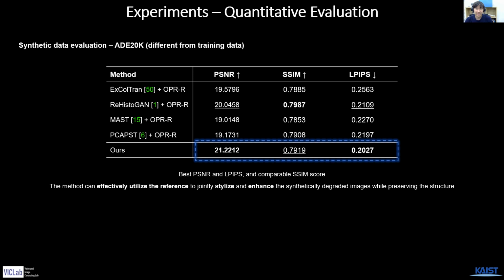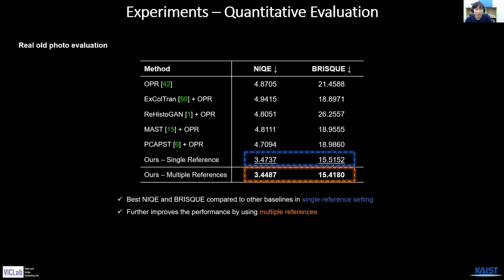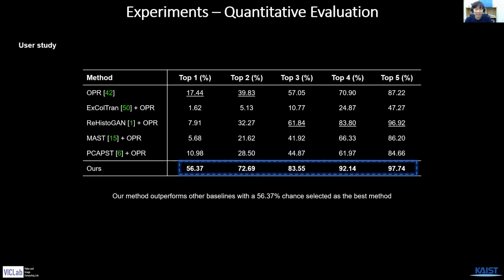First, we evaluate the method using synthetic data. As can be seen, our method achieves the best PSNR and LPIPS and comparable SSIM score, which shows that the method can effectively utilize the references to jointly stylize and enhance the synthetically degraded images while preserving the structure. The second evaluation is a real-world photos evaluation by using no reference metrics. Our method outperforms other baselines significantly using a single reference and further improves the performance by using multiple references. Additionally, we conduct a user study to compare the modernization results, where our method outperforms other baselines with a 56.37% chance selected as the best method.